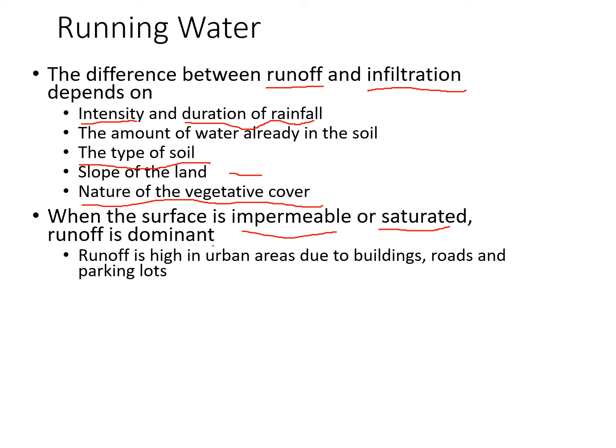And so in urban areas, like where we have cities, we put down a lot of impermeable pavement. And so what that does is that diverts a lot of water. It channelizes it into specific areas. So buildings, roads, and parking lots create a lot of runoff.